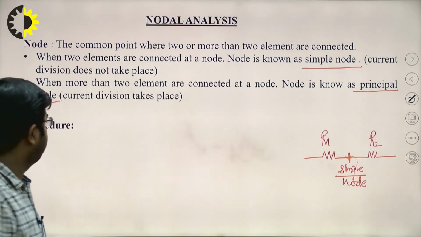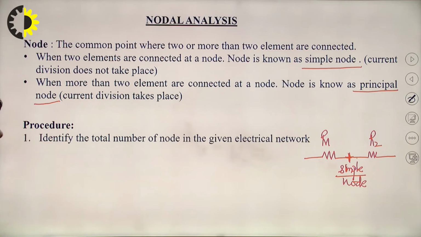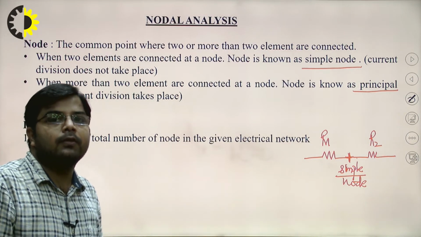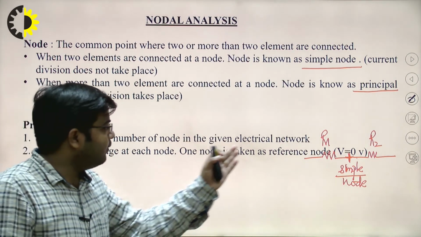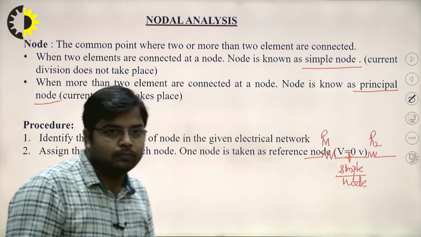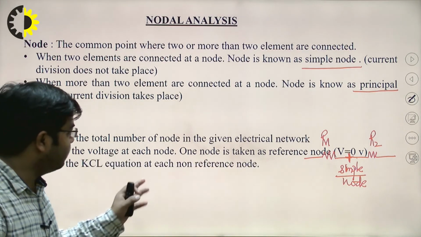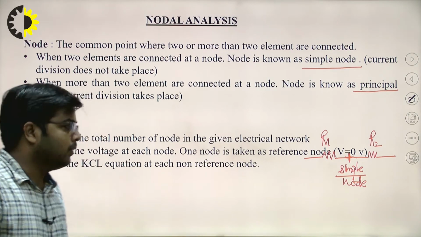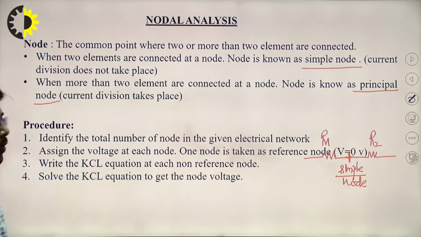Next, the procedure. What is the procedure for nodal analysis? First, you have to identify the number of nodes in the given network. Then assign the voltage at each node and also select a reference node. At the reference node, the voltage will be 0. Next, write the KCL equation at each non-reference node. Then solve the KCL equations to get the node voltages. We will understand this procedure with the help of an example.